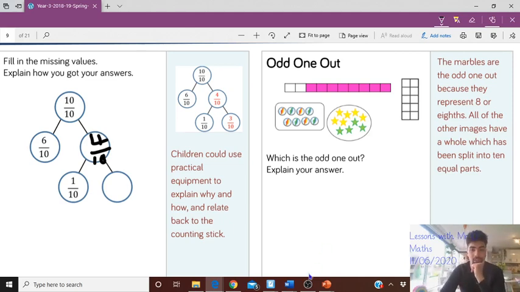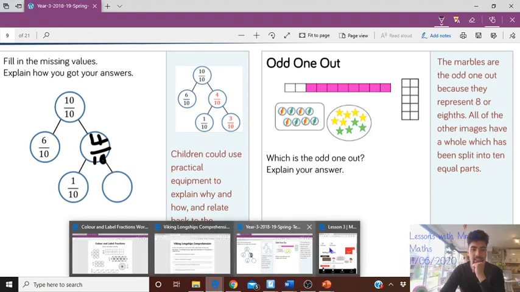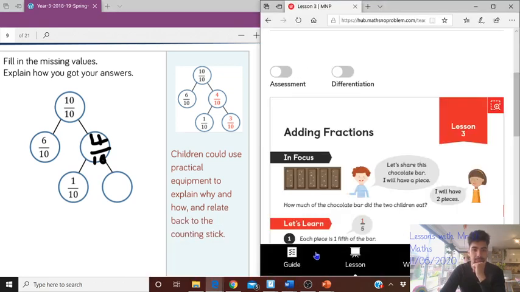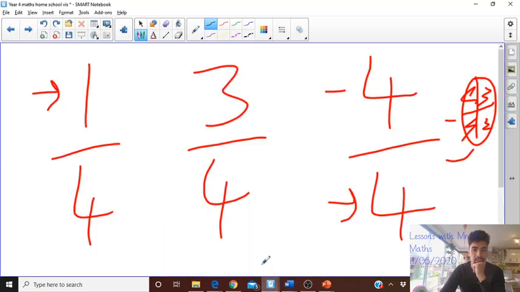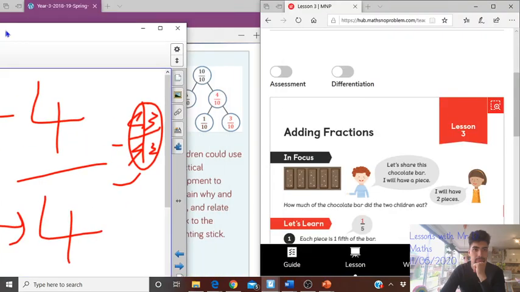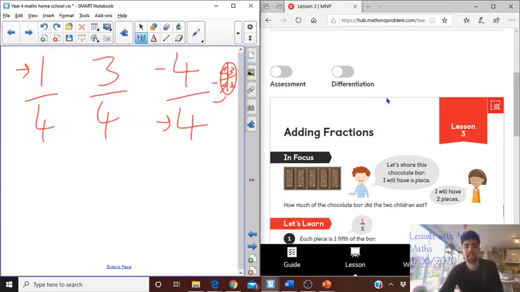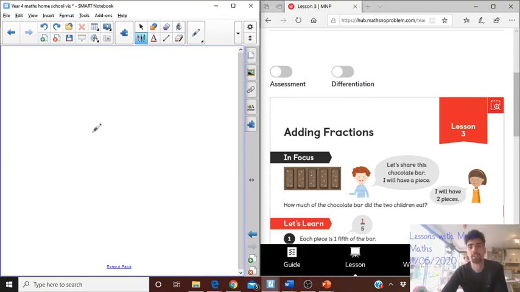So let's have a look at some questions which relate to adding fractions. Now I've already said, let me get set up here, that adding fractions is super easy, because if the denominator is the same, we just need to do some simple adding. So have a look at this in focus task here.